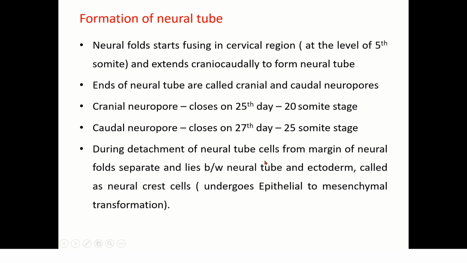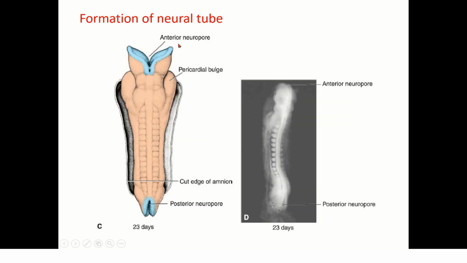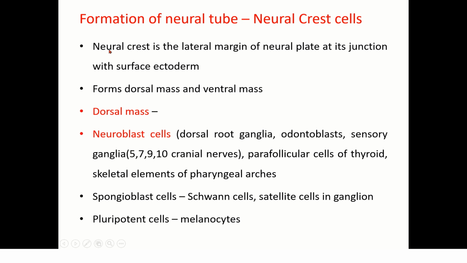During detachment of the neural tube, cells from the margin of the neural fold separate and lie between the neural tube and ectoderm, called the neural crest cells, which undergo epithelial to mesenchymal transformation. You can see here, this is the closure of the neural tube. Here you can see this is the anterior neuropore and this is the posterior neuropore. Neural crest is the lateral margin of the neural plate at its junction with the surface ectoderm.